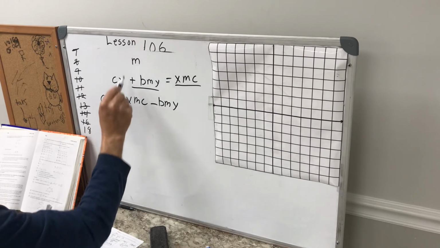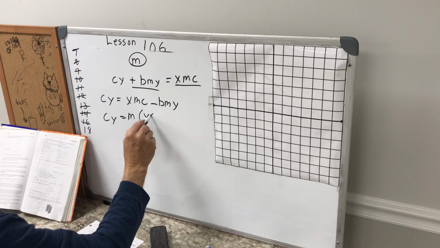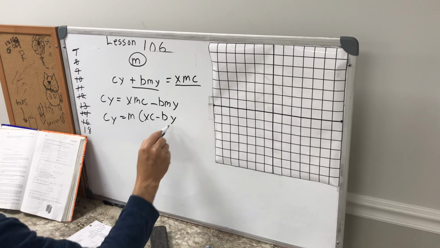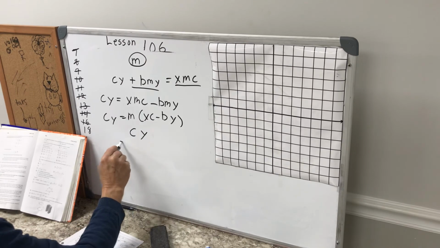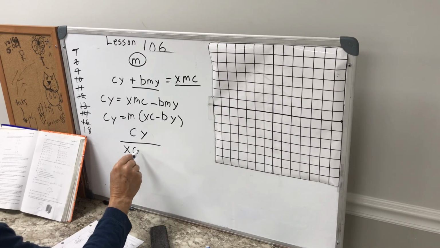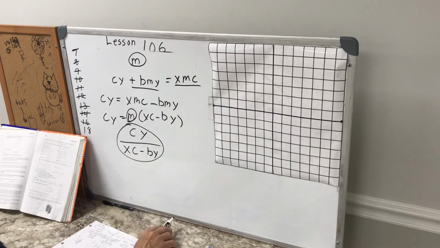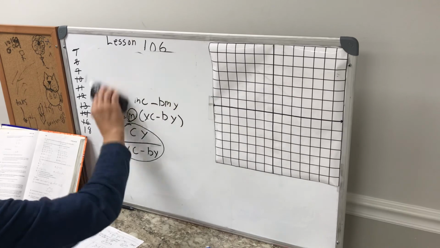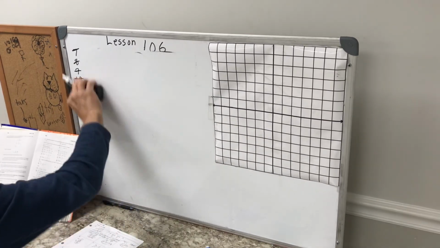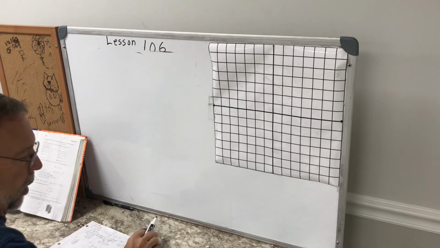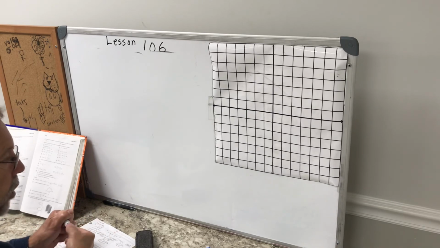CY equals, we're solving for M, so I'll factor it out. XC negative BY. Just rewrite it. Put that underneath: XC negative BY is what M equals. We are getting into some very interesting, maybe you call it complicated, but it will increase your learning ability, hopefully.